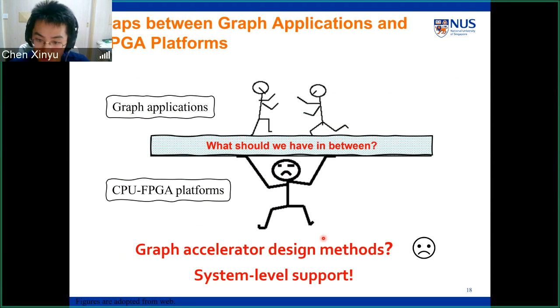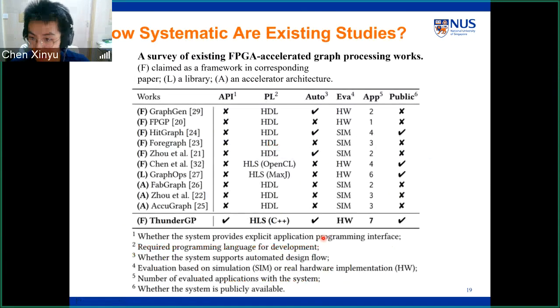We first need to look at whether existing works can achieve that. So we look at how systematic existing studies are. In this table, we survey existing FPGA-based graph processing works in terms of frameworks, libraries, and accelerator architecture. We survey whether they have APIs, what languages they are using, whether they have automation, how they conduct evaluation, and whether they are publicly available.